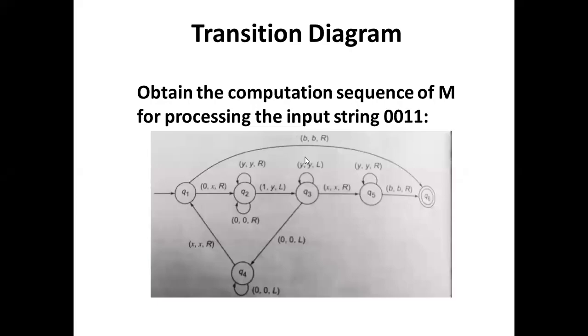Now we have to discuss the transition diagram of the Turing machines. Here we have to obtain the computation sequence of M, that is the Turing machine, for processing the input 0011. If you see, Q1 is the initial state and Q6 is the final state.